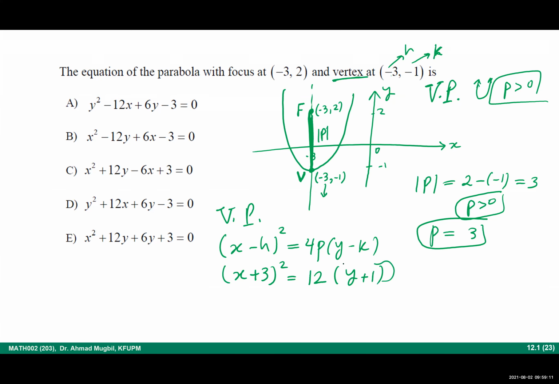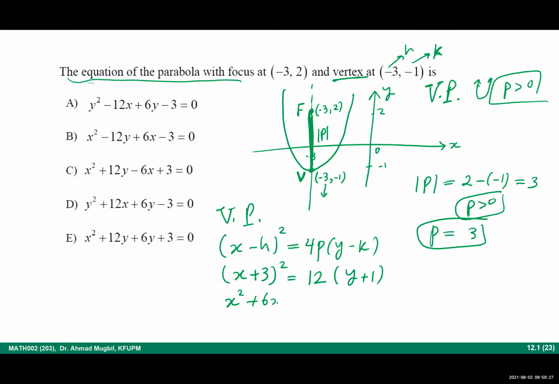Now this is the standard form. This is the equation. He is asking about the equation of this parabola, but if you look at the choices, they are not written in the standard form. They are written in the general form. So what we will do, we will expand it.